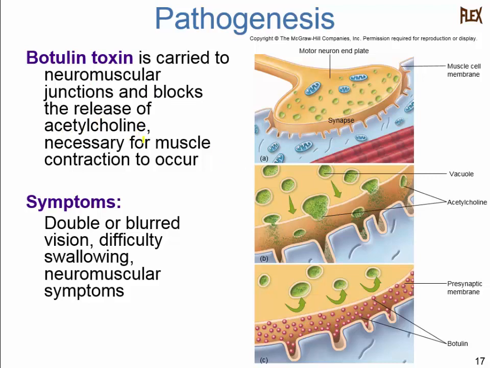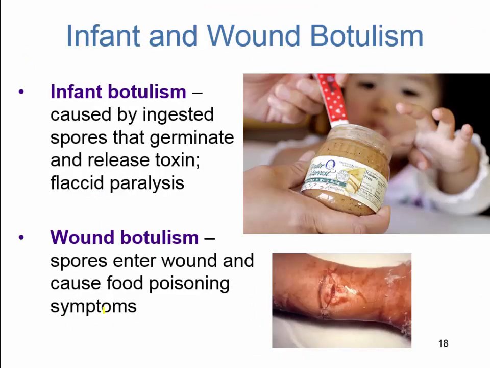And so acetylcholine is necessary for contraction at the neuromuscular junction. If you block acetylcholine, you then have flaccid paralysis. So symptoms that can take place as a consequence of infection with botulin toxin are double or blurred vision. You can have issues swallowing, and of course neuromuscular symptoms, which isn't terribly shocking. The biggest concern with botulin is both infant botulism and wound botulism.